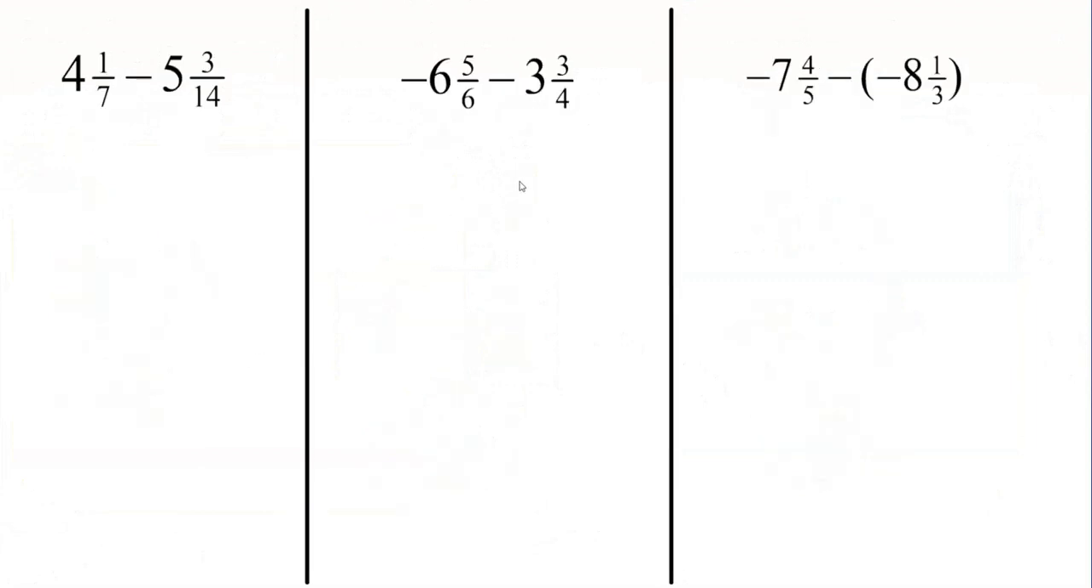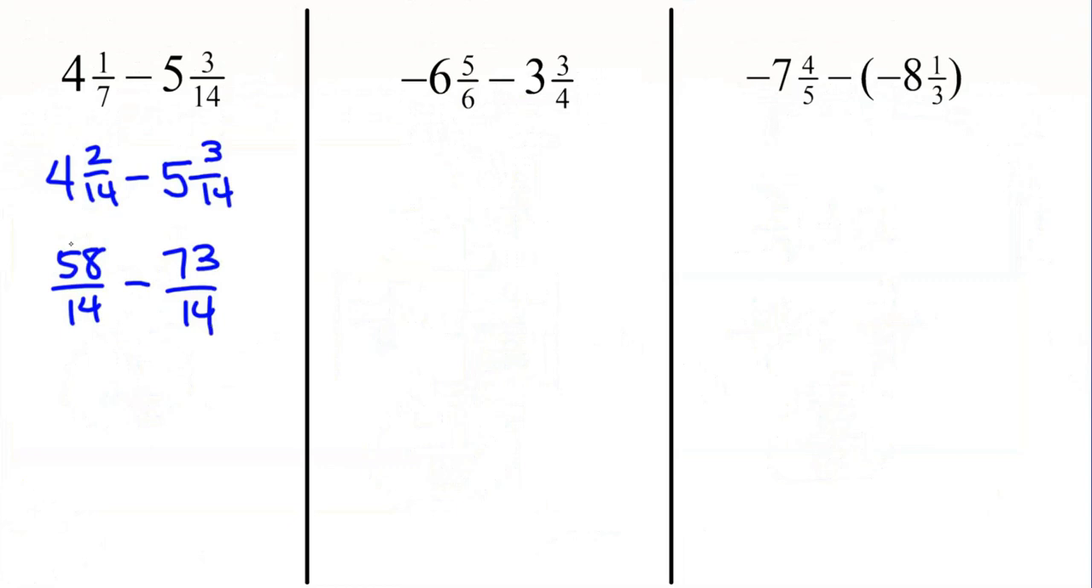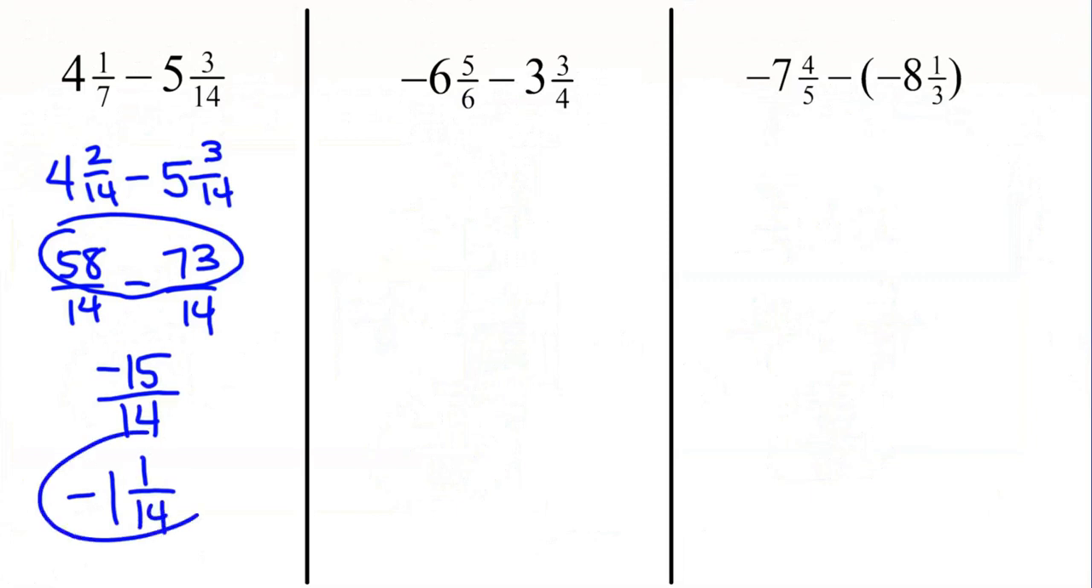Mixed numbers, again, I'm going to get common denominators, change them to improper fractions, and then subtract them like I do with fractions with common denominators. 4 1/7 and 5 3/4. Common denominator is 14, so I have 4 2/14 minus 5 3/14. As improper fractions, these are 58/14 minus 73/14. And then I use my rules of subtraction with the numerators. 58 minus 73 is -15. So it's -15/14 or -1 1/14 as a mixed number.